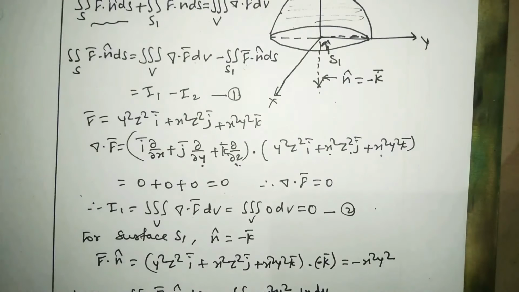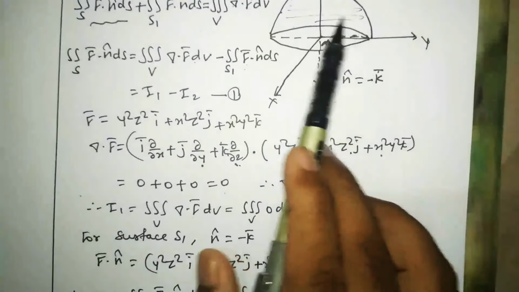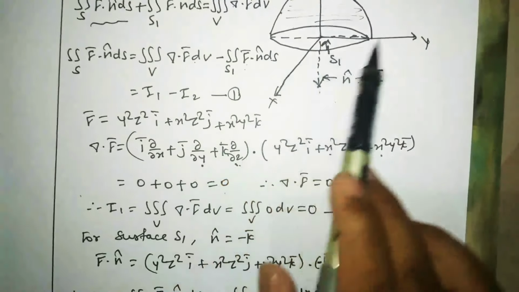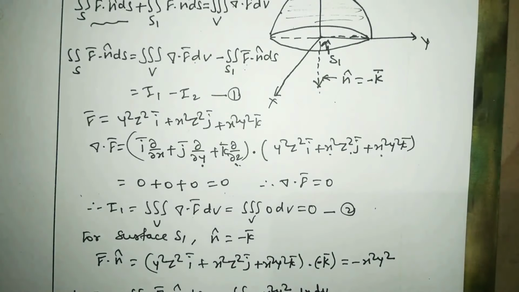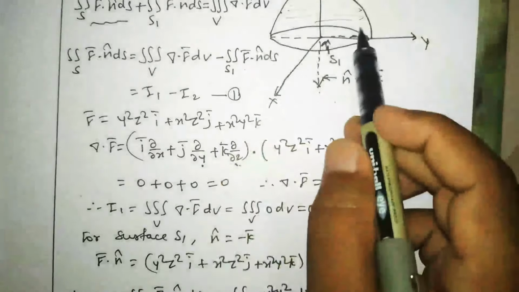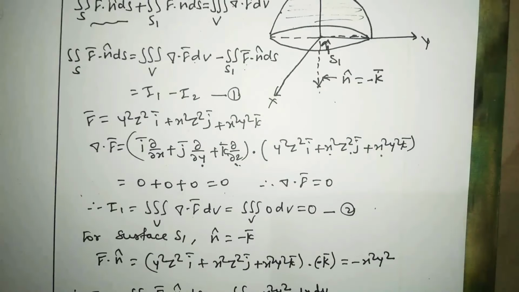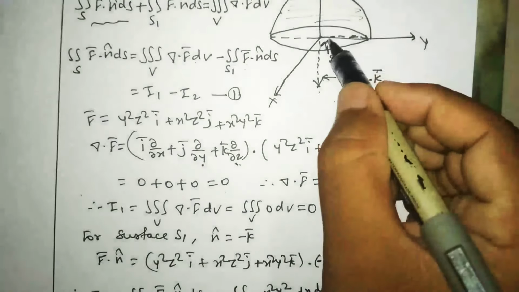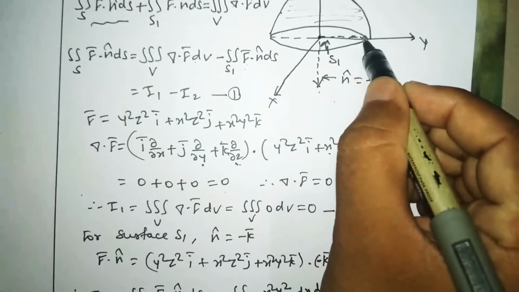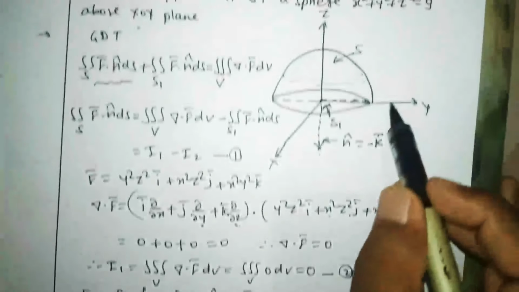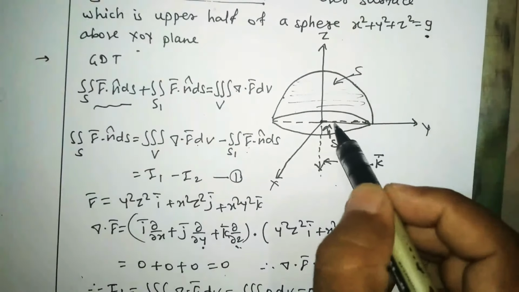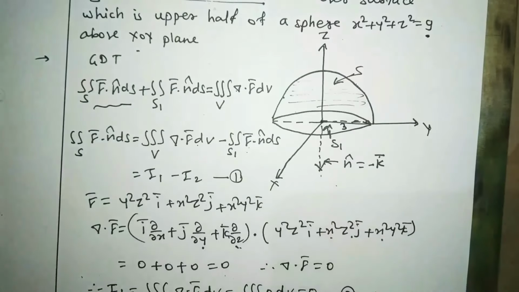Now to evaluate this double integration over the surface S1, look at this surface S1. This surface S1 is a circular shape. This is a circle. So we have to evaluate this double integration over this circle, and we can use polar coordinates. What is the radius of this circle? The radius of the circle is the same as the radius of the sphere. The radius of the sphere is 3, so the radius of the circle is also 3 here.